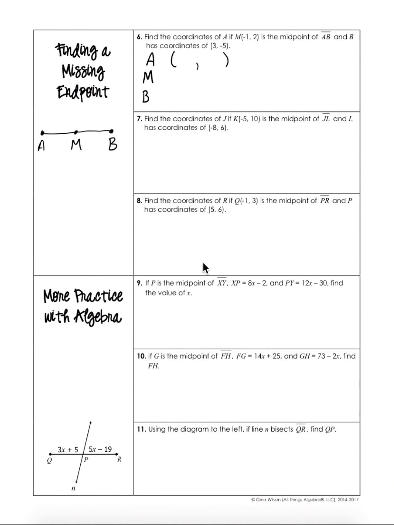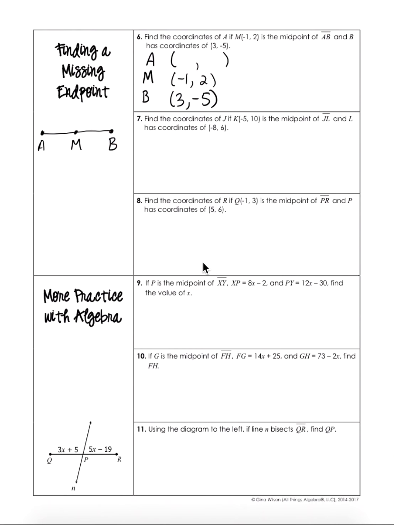Point A, I don't know. It says find the coordinates of A. I don't know that one. But M, I know is negative 1, 2. And B is 3, negative 5. Okay, so I want you to picture this. I want you to picture that you are standing on a number line. And you are standing at M. Okay? And you're trying to get to B.